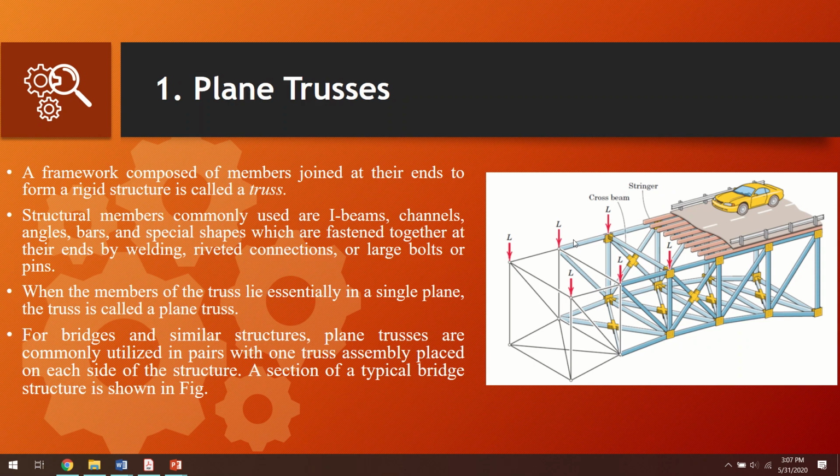A framework of a plane truss is composed of members joined at their ends to form a rigid structure. So the definition of a truss is a framework composed of members joined at their ends to form a rigid structure. You have seen these structures such as bridges, rooftops, derricks, and other such structures, which are common examples we see in our day-to-day lives. The most common members used in civil structures are I-beams, channels such as C channels, circular channels, rectangular channels, angles, bars, and certain special shapes which are used to stabilize overhead structures. These structures are fastened together at their ends by welding, riveting, large bolts, or sometimes simple pins.